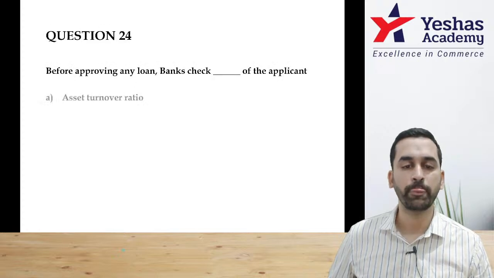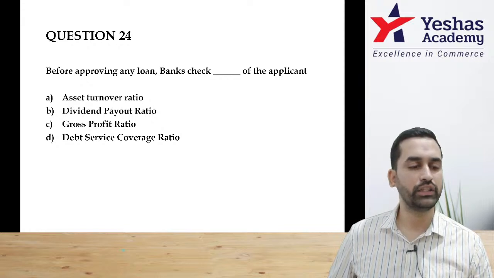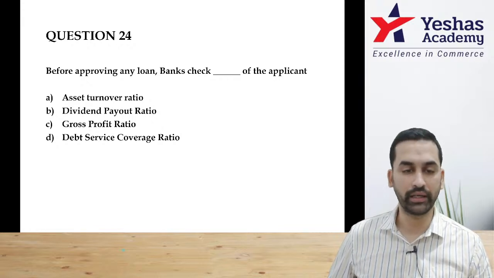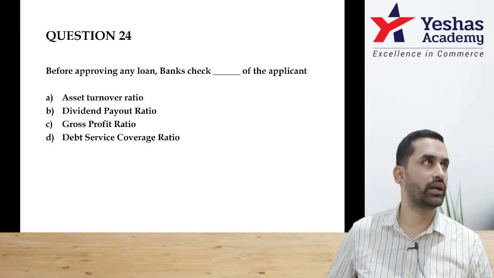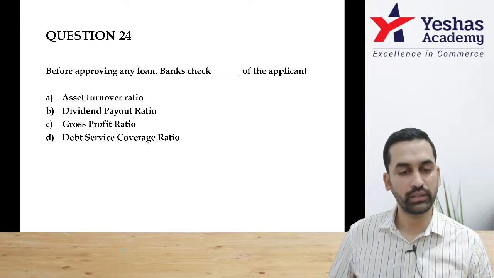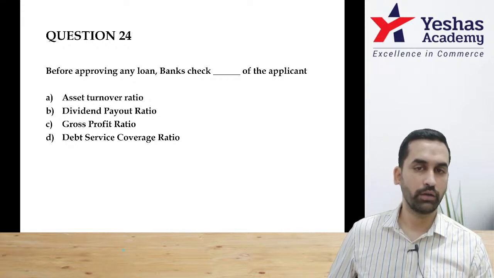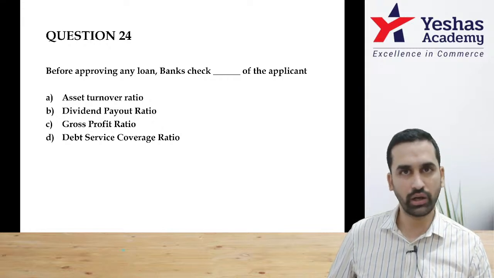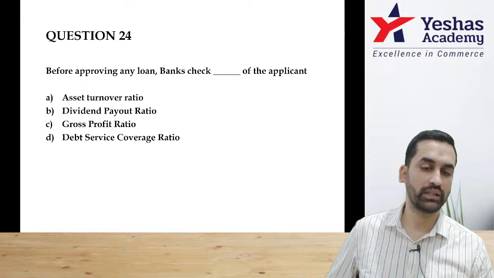Question 24. Before approving any loan, banks will normally check dash of the applicant. Sir, should I tick Aadhaar and PAN number? Very good answer. But that's not there in option A, B, C, D. Aadhaar number and PAN number is correct, but that's not there. You have to see from financial point, what is that they're going to check.